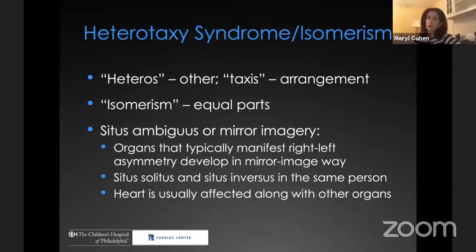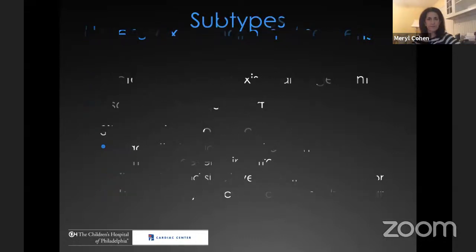If you use Andersonian terms, you'll see that some of the organs that are supposed to be asymmetric become mirror image. And the heart is usually affected, again, because it's an asymmetric organ, along with other asymmetric organs, such as the liver, the spleen, the intestines, and some others.